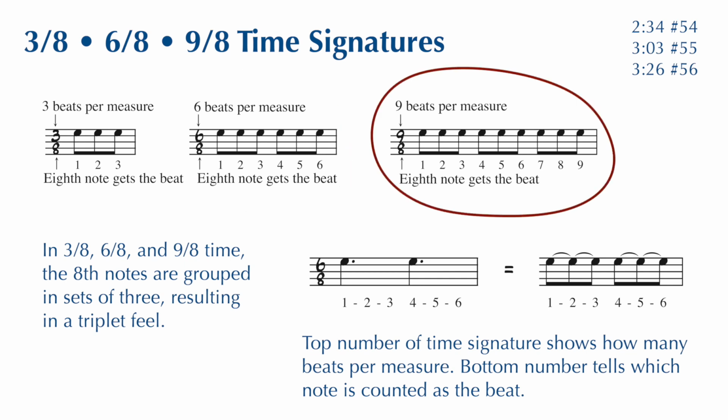9/8 time, surprise, surprise, has 9 beats per measure with your eighth note getting the beat. And this is how these eighth notes will be counted. And again, they're grouped in 3s. 1, 2, 3, 4, 5, 6, 7, 8, 9.